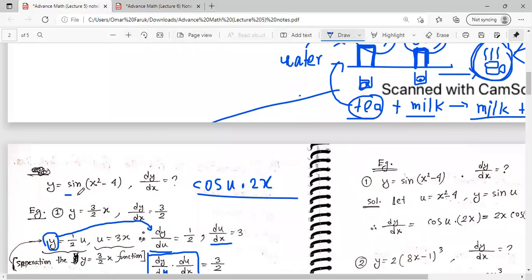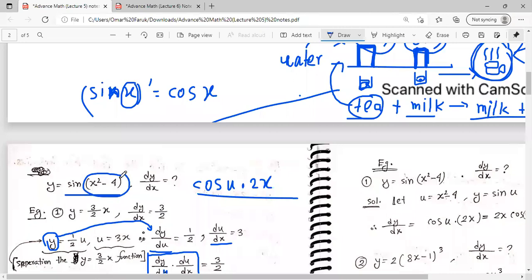So here is sine of x square minus 4. We already know that the derivative of sine x is cos x, right? Yes. So we expected here will be sine x, but here it is not sine x. Here is sine of x square minus 4. That means here is another function. So we just say like this: f of g of x. That means this x square minus 4 is g of x, or another function.